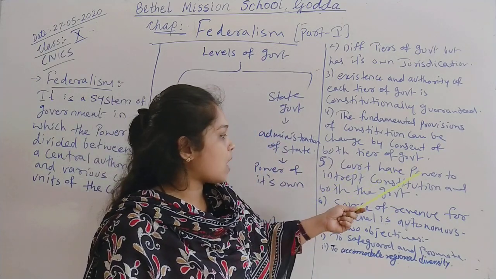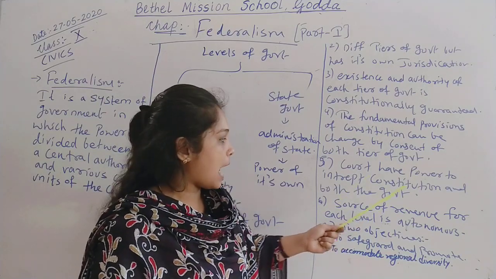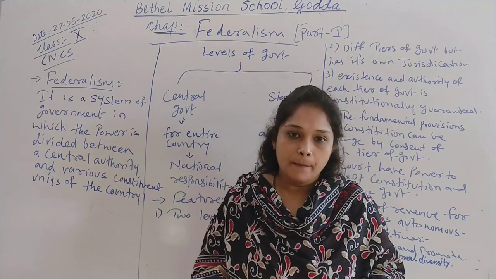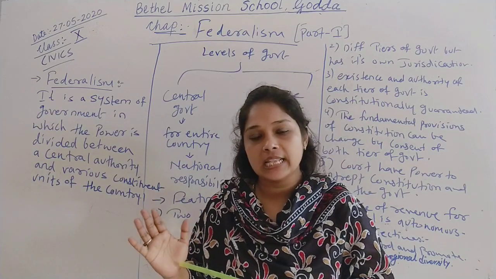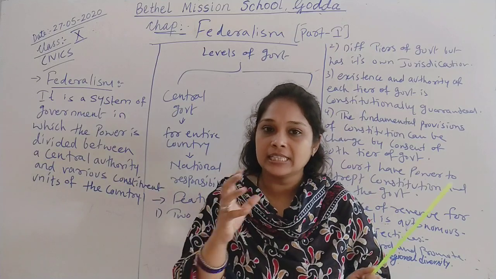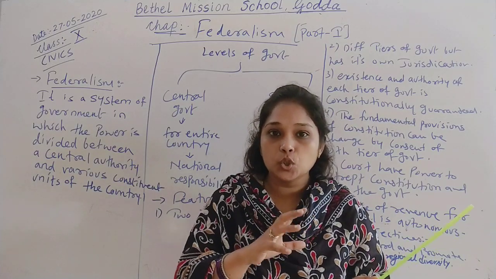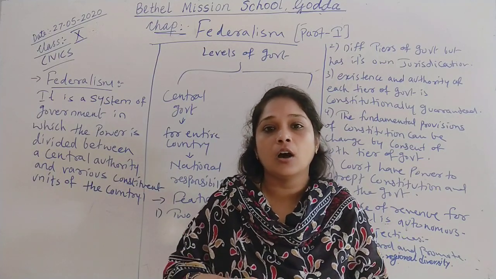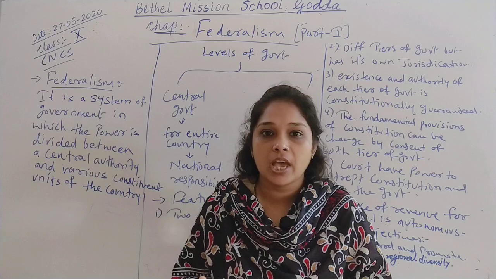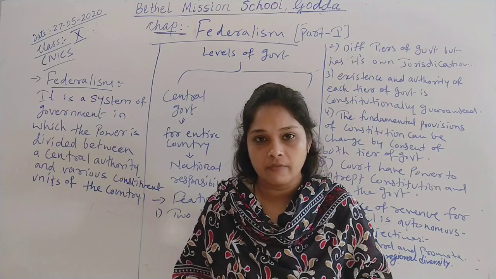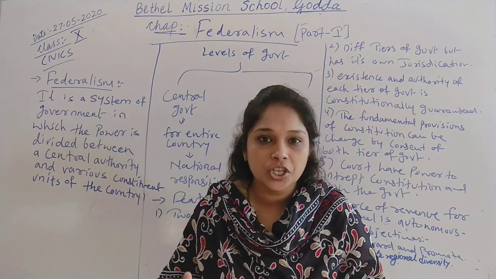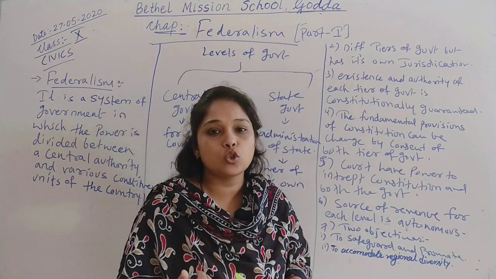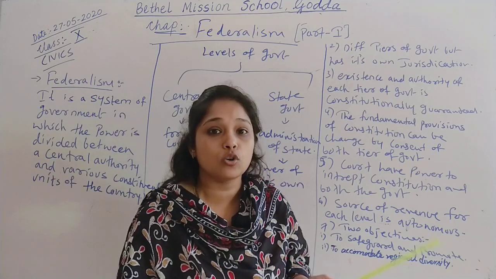Next, the court has the power to interpret the constitution and both governments. As we are saying, we have a division of power. Power has been divided between central government and state government. But we need someone or something to check on, or supervise, both levels of government. That is why we have a judiciary system in our country, or in any country. The judiciary has a very important role when we talk about checking or supervising both levels of government or the constitution.